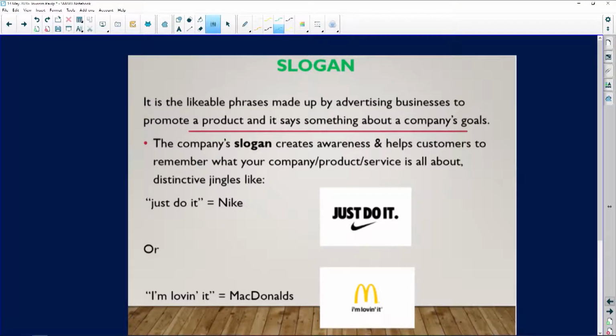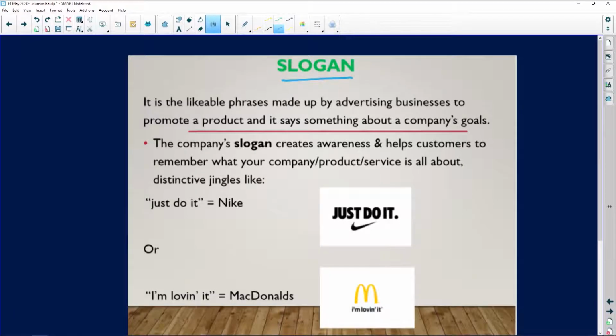All right, the next one, slogan. So it's that saying, that striking saying. The striking saying is very important. It's a phrase that was used in advertising, and this phrase says something about your company's goals. Let's have a look here. I bet you know these phrases here. Our famous clothing and shoe brand, Nike, just do it. And then again, the McDonald's one is so popular. I'm loving it. That one over there. Very important. It's a slogan that's catchy and it sticks with us.